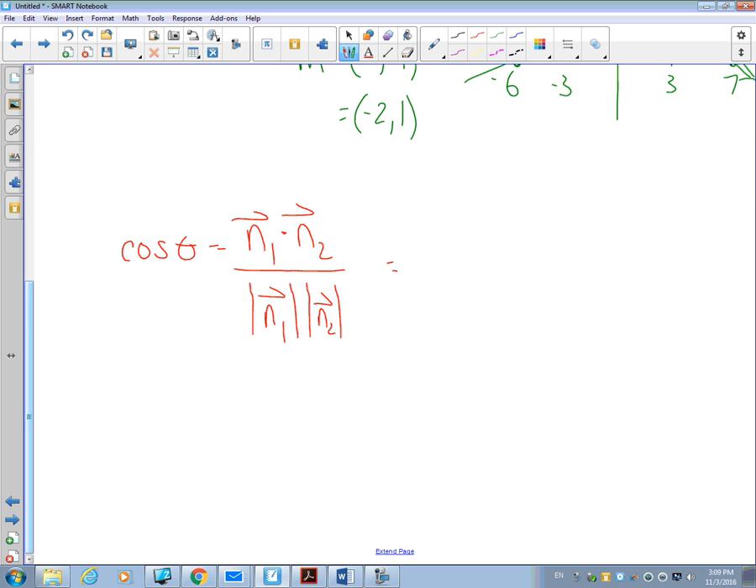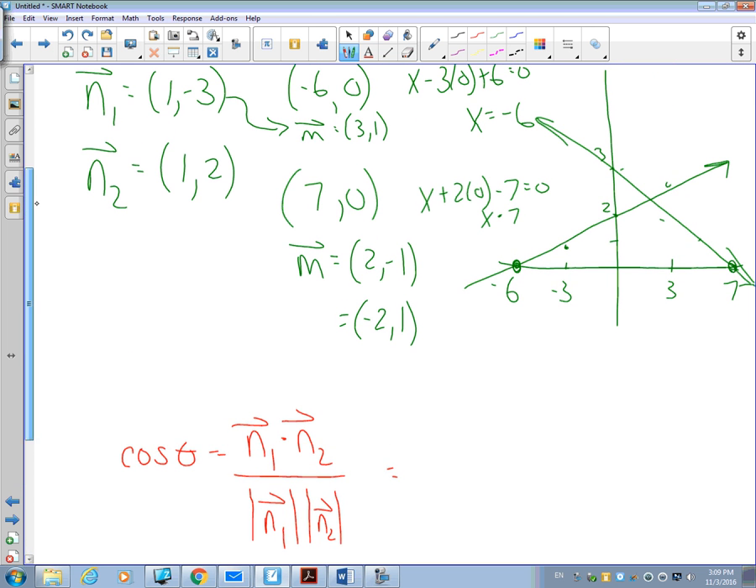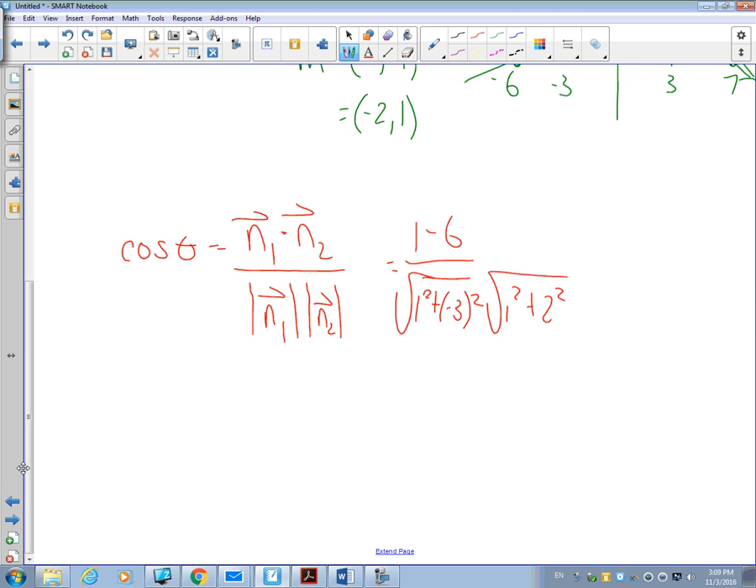In our case, what do we get? We get 1 times 1 is 1. We're multiplying these things together, right? -3 times 2 is -6, over the square root of 1 squared plus -3 squared times the square root of 1 squared plus 2 squared. If we simplify all that stuff, we end up with -5 over root 10, root 5. That's what cos theta is.